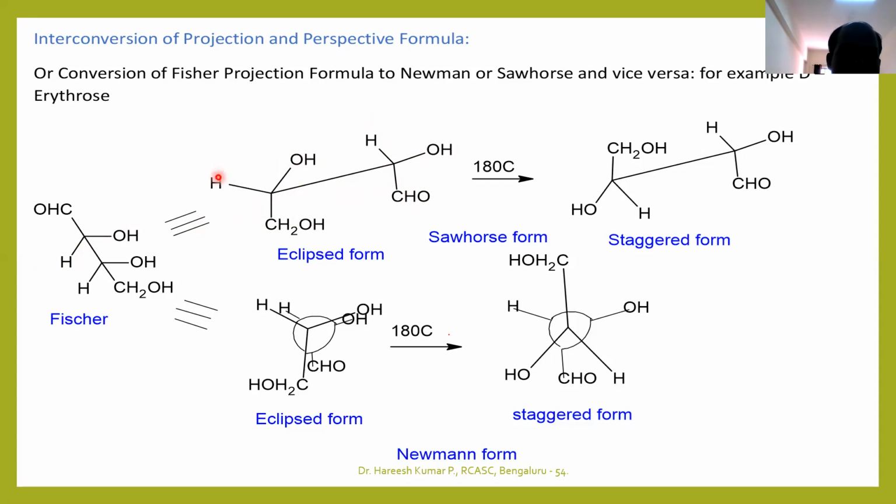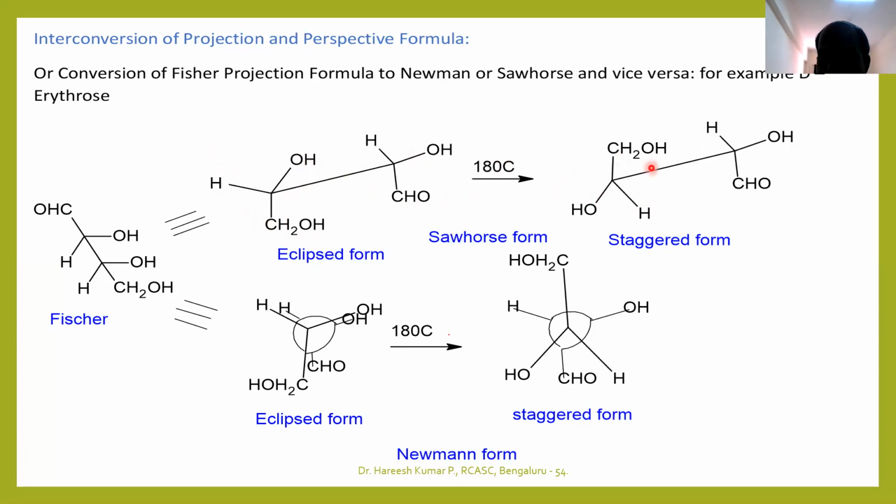There will be a repulsion between this hydrogen and this hydrogen. Because of this, it is an unstable one. It tries to move towards the staggered one. How will it move? By a 180-degree rotation, and the 180-degree rotation is only with respect to this moiety, not the other carbon atom. That means this OH will come down and CH2OH will go up. So CH2OH goes up, and these two groups come down.